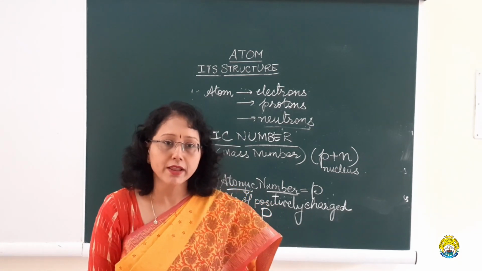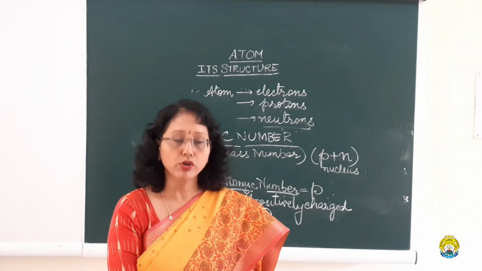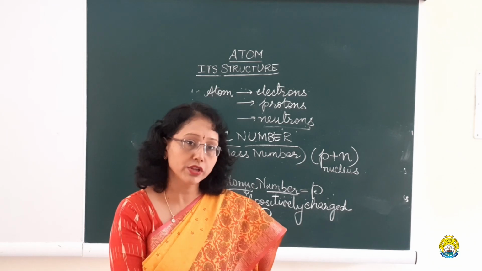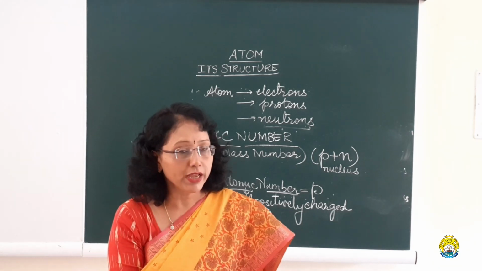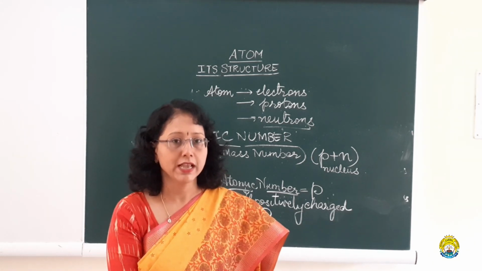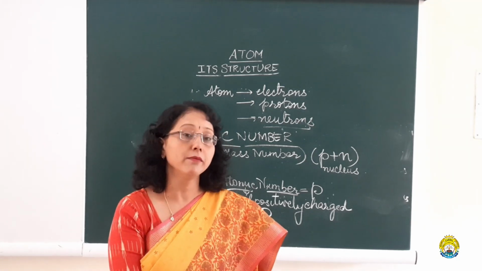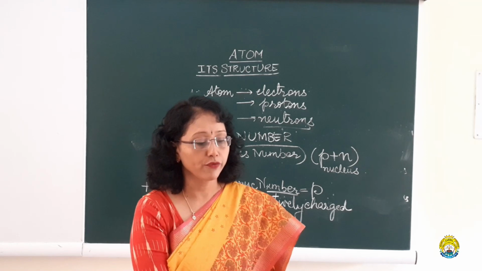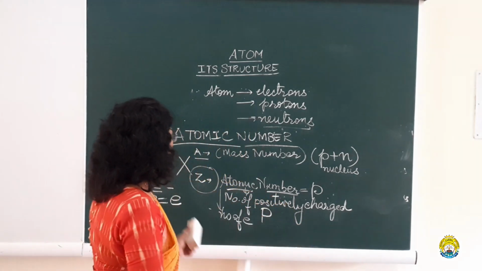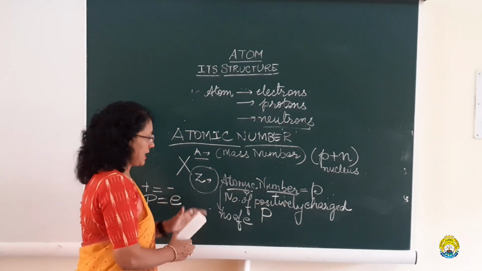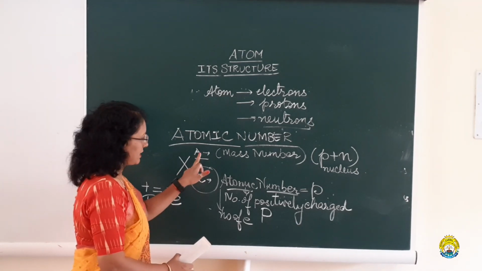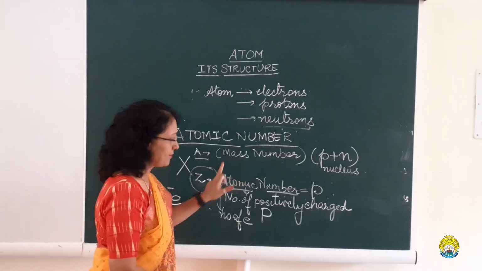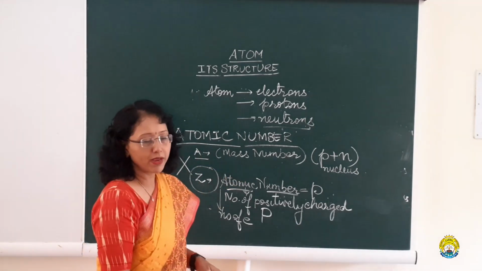So, the atomic number of an element is equal to the protons present in the nucleus of an atom, is equal to the electrons present outside the nucleus of an atom, and the positive charge present in the nucleus of an atom. So in an atom of an element, A is the mass number, Z is the atomic number.